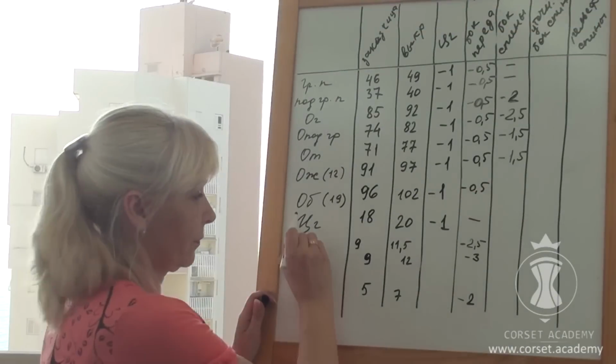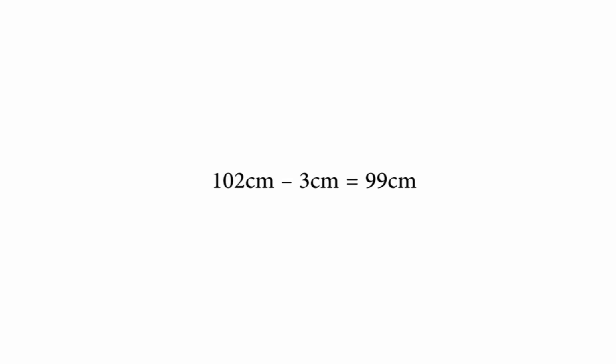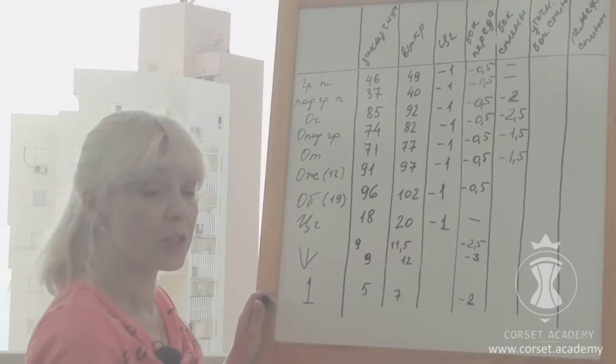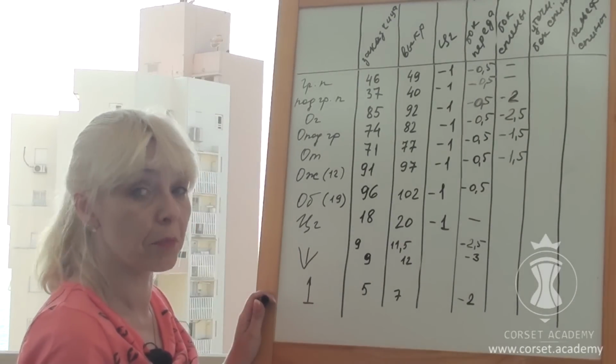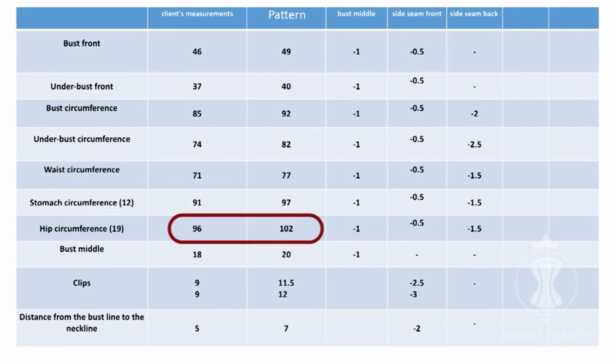Hip circumference: 96 centimeters on the client and 102 centimeters on the pattern. But I have already narrowed the pattern down by 3 centimeters. 102 centimeters minus 3 centimeters equals 99 centimeters. 96 centimeters minus 99 centimeters equals -3 centimeters. The pattern is 3 centimeters larger in the hips, 19 centimeters below the waistline, than it is supposed to be according to the client's measurement.